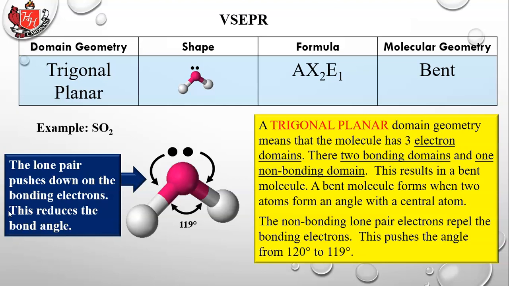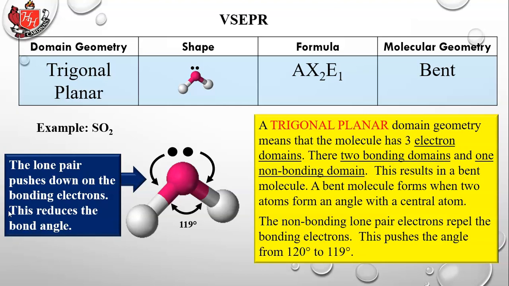So a trigonal planar domain geometry means that the molecule has 3 electron domains. There are 2 bonding domains and 1 non-bonding domain. This results in a bent molecule. A bent molecule forms when 2 atoms form an angle with the central atom. The non-bonding lone pair electrons repel the bonding electrons. This pushes the angle from 120 degrees, as you saw in the last slide, down to 119.